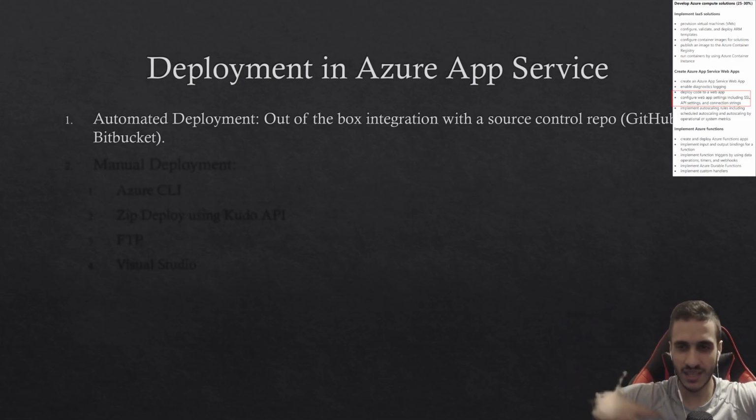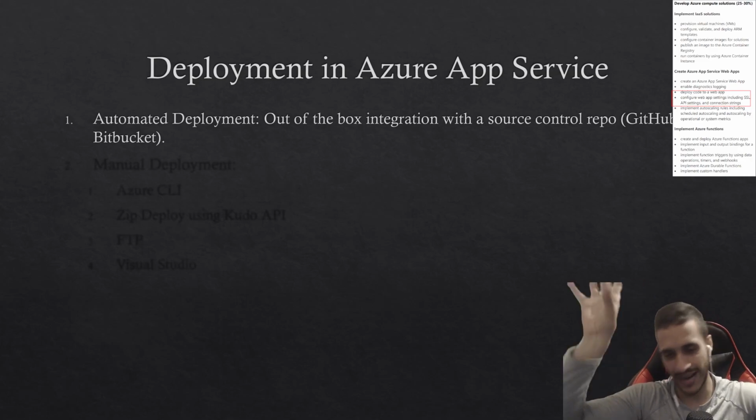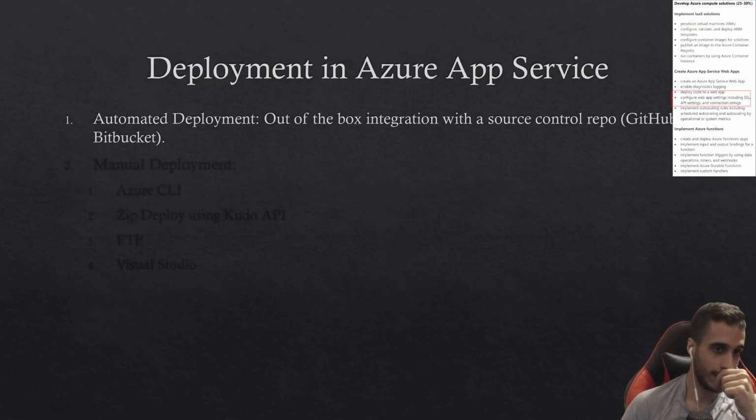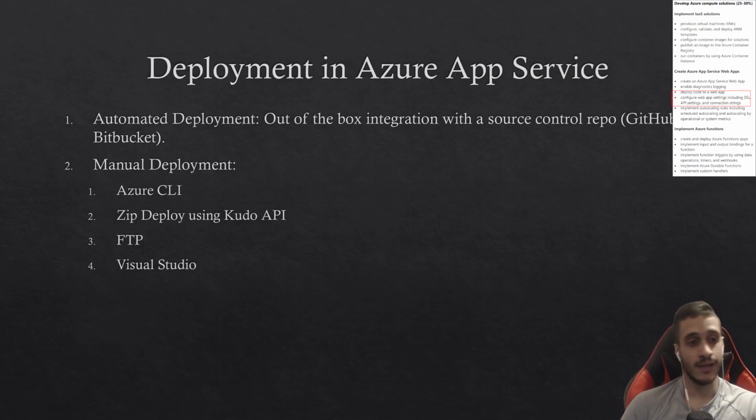So in other words, anytime you make changes to a source control repository, those changes are deployed to Azure App Service automatically. And this is the recommended way to go about this in production environments. Next, we have just a simple manual deployment, where you just have your application code. You can use Azure CLI for that. You can use zip deploy using our Kudu API. You can transfer it through FTP, and you can also deploy it from Visual Studio, which I find is the most convenient method for that.